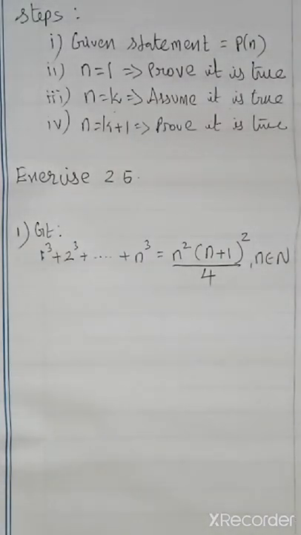Is that okay? Now, what is your first step? We have to take the given statement as P of n, correct? So whatever statement is given, we have to take that as P of n.